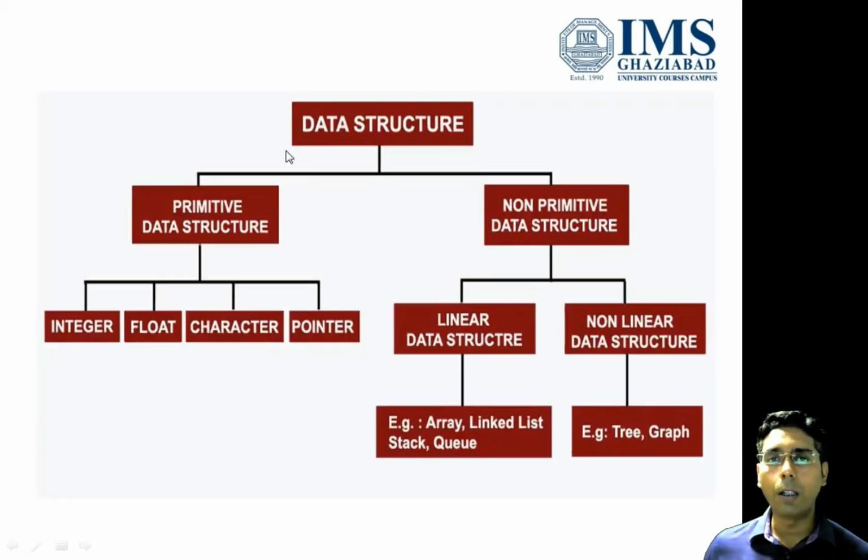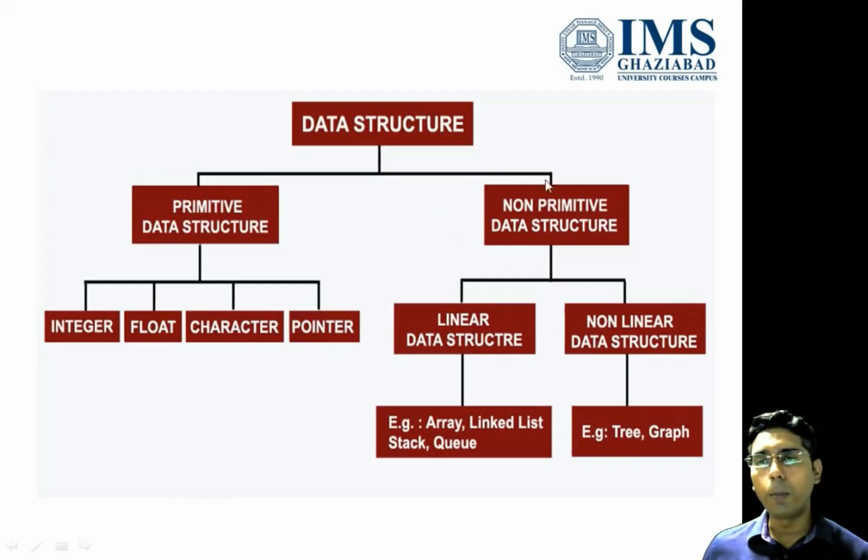You can see in this figure that the data structure is divided into two categories: primitive and non-primitive. In the case of primitive data structures, the simpler ones, integer, float, character, and pointers are the fundamental data types available for programming. But these can each hold only a single kind of value. An integer can hold an integer value, a float only a float value, a character a character value, and a pointer a pointer value.